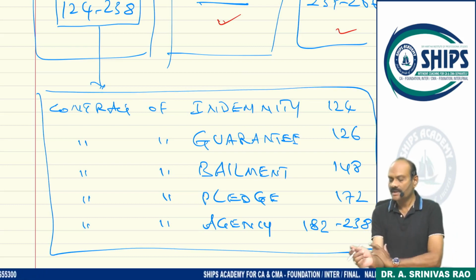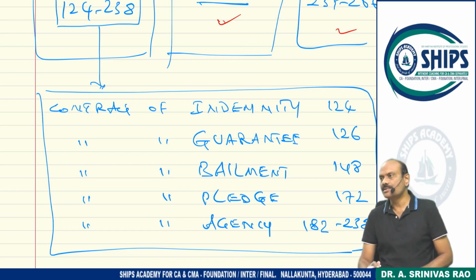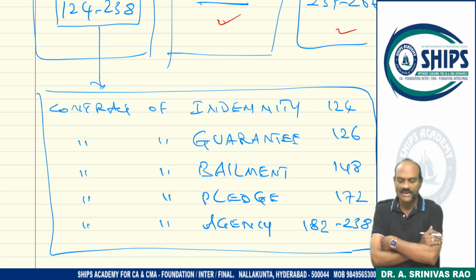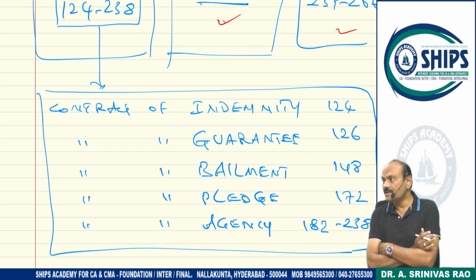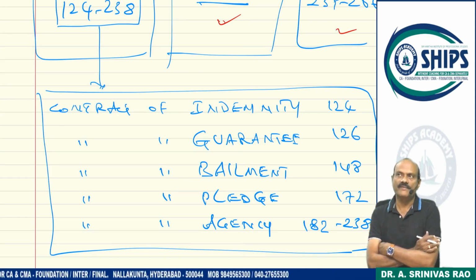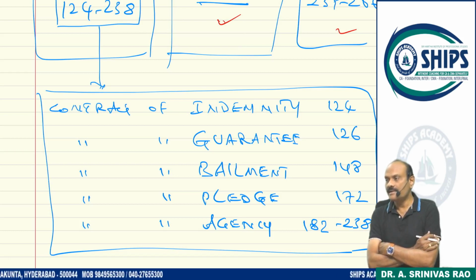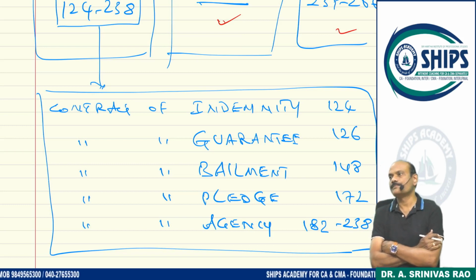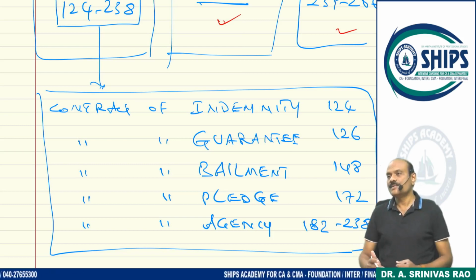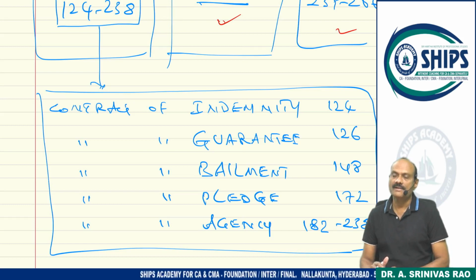Okay. Next. Section 239 to 266 of ICA 1872 repealed and enforced as the Indian Partnership Act 1932.